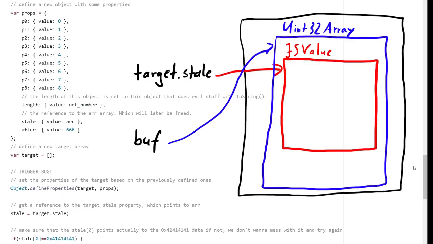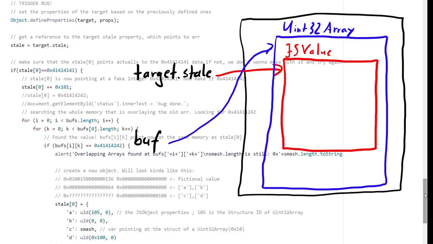Now it's already clear what you can do with this. You can use the uint32 arrays, which are accessible via buff, to read and write raw bytes at the location where the stale property thinks a standard JavaScript object is. So first we have to find if and how the buff and the stale array overlap.